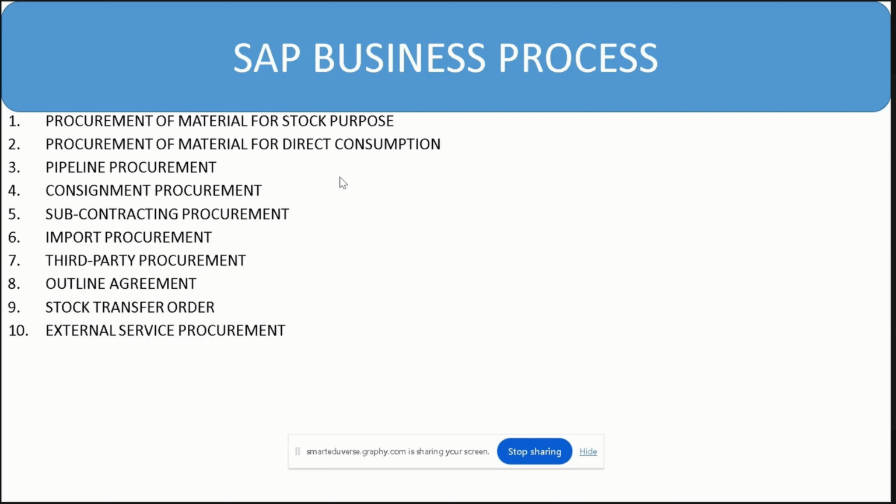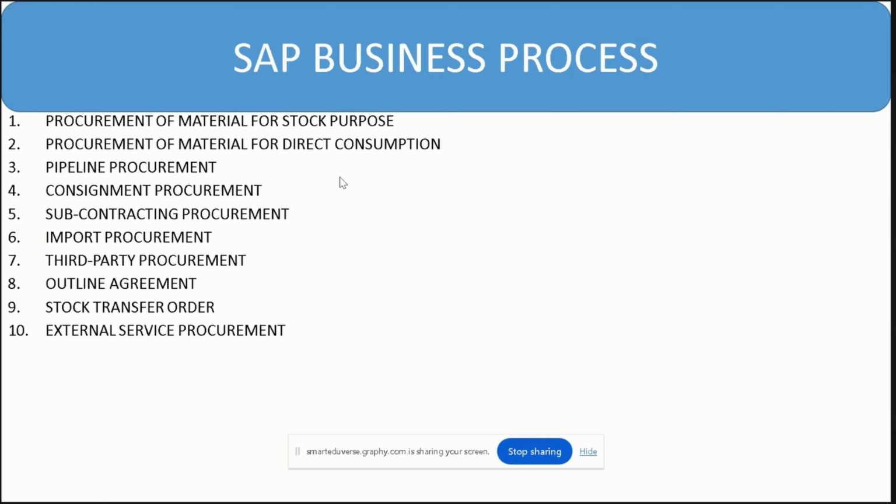So same way, there will be a service entry sheet. They can mention what kind of services there are, what is the price, what is the quantity, and what is the date of service. So everything they can enter in a service entry sheet, and based on the service entry sheet, invoices can be created. So this is basically the service procurement.